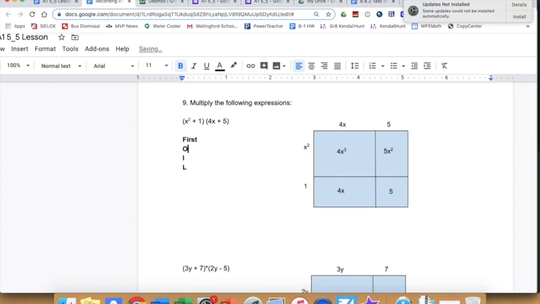Multiply the first terms and the outer terms, and the inner terms and the last terms. So basically, x squared plus 1 gets multiplied by 4x. And then x squared gets multiplied by 5.